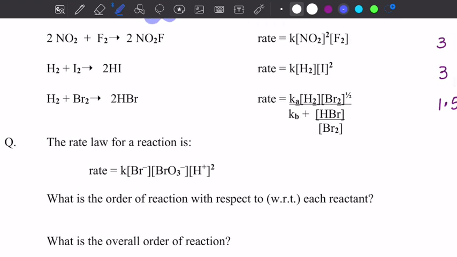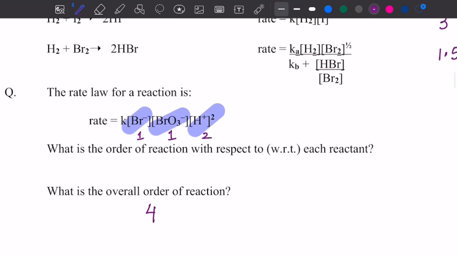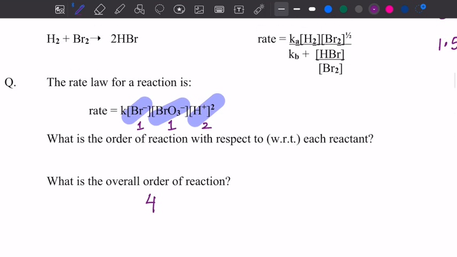A question on a test would look something like this. What is the order with respect to each reactant? Well, with respect to bromide ion, the order is 1. With respect to bromate ion, the order is again 1. But with respect to the H plus ion, the order is 2. And the overall order would be 2 plus 1 plus 1, which is 4. So overall order is 4.